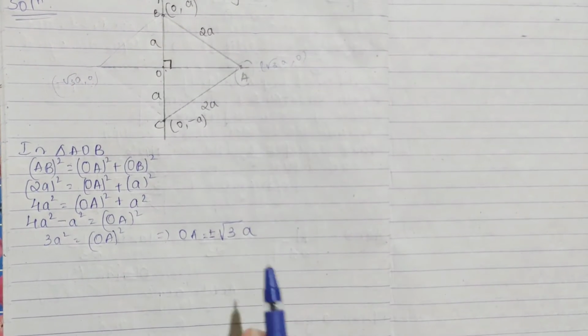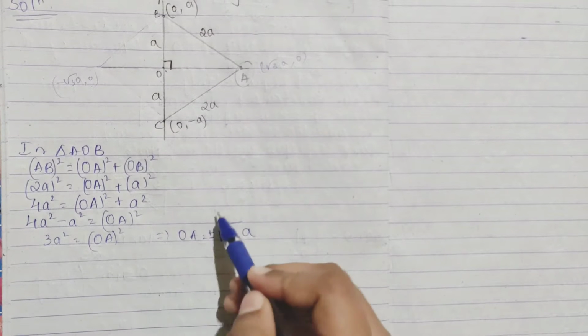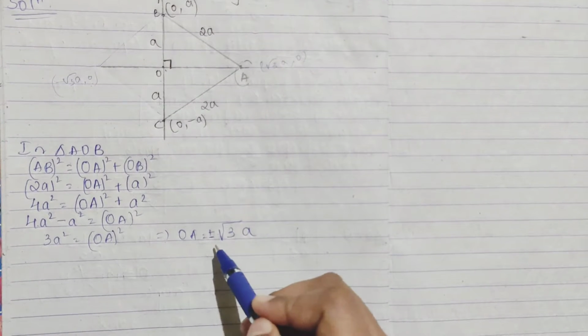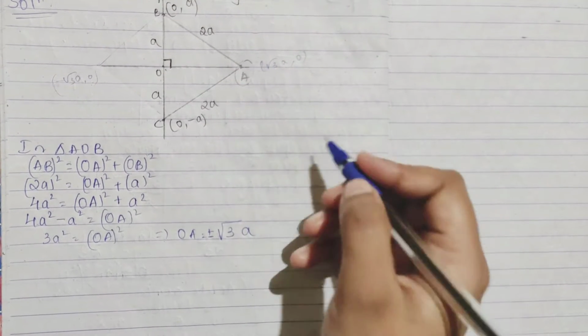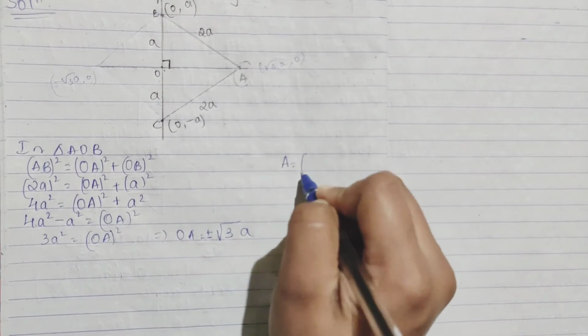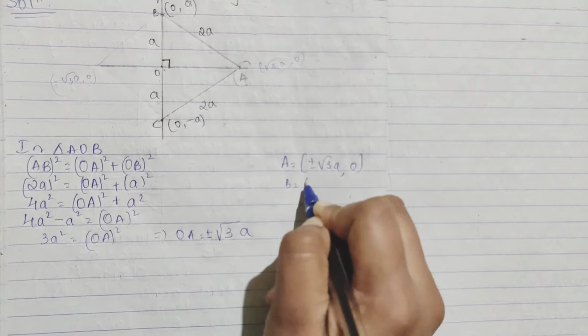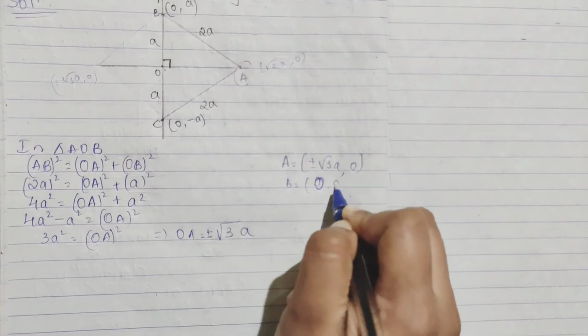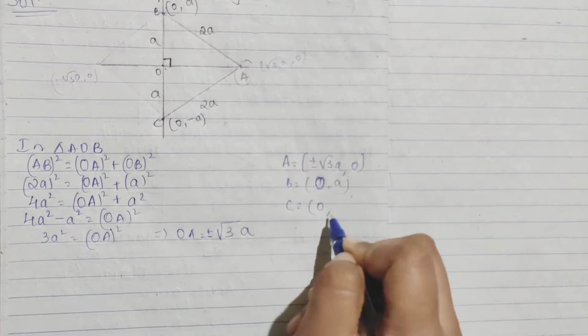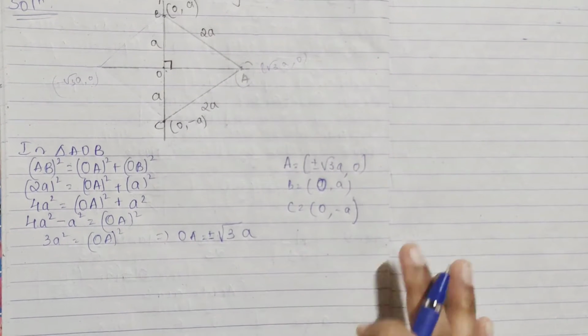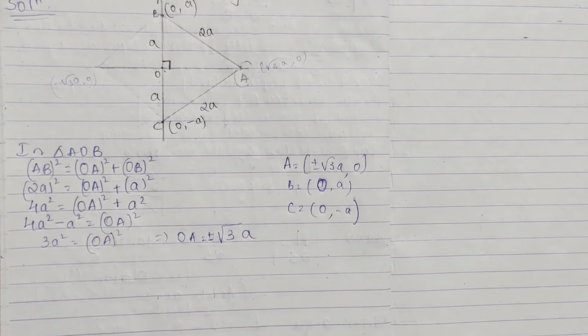So we have written plus or minus root 3, and usually if you have square, so square root comes under plus or minus root 3. So see, your A vertices you are getting plus or minus root 3A comma 0. Your B vertices you are getting 0 comma A, and your C vertices you are getting 0 comma minus A. I hope this is clear for you.